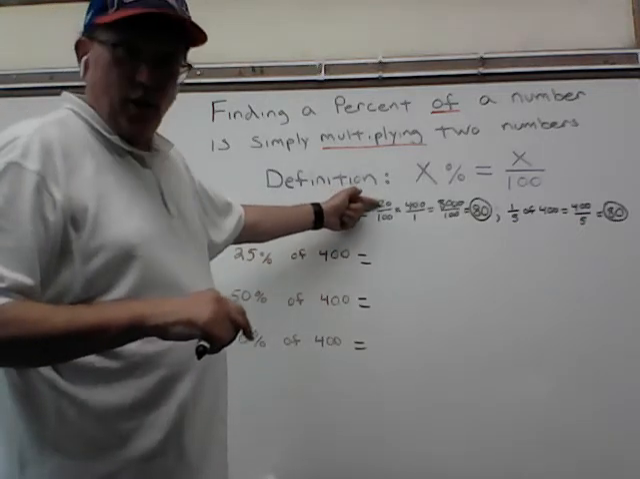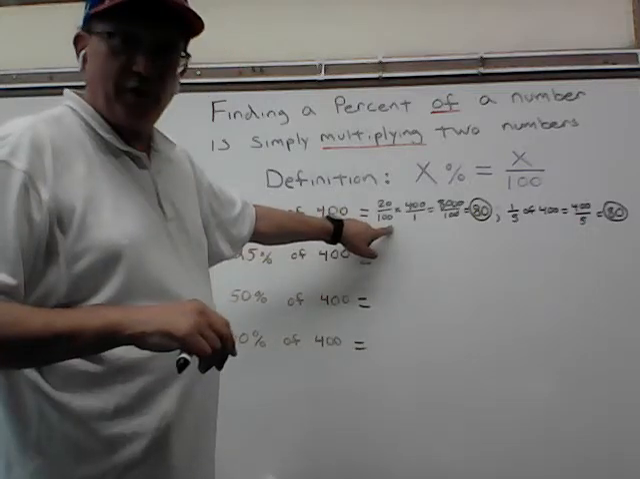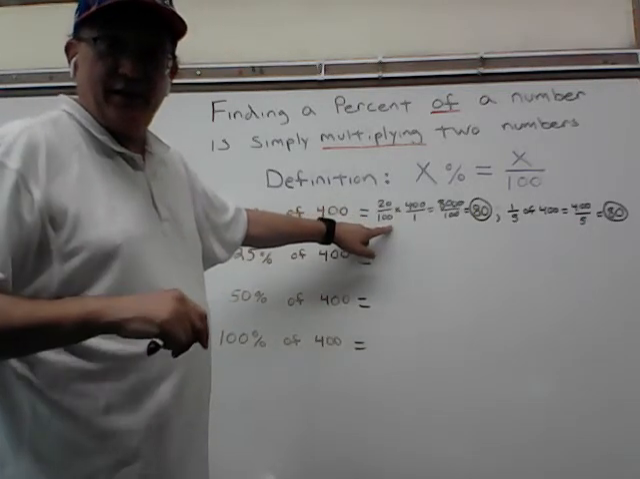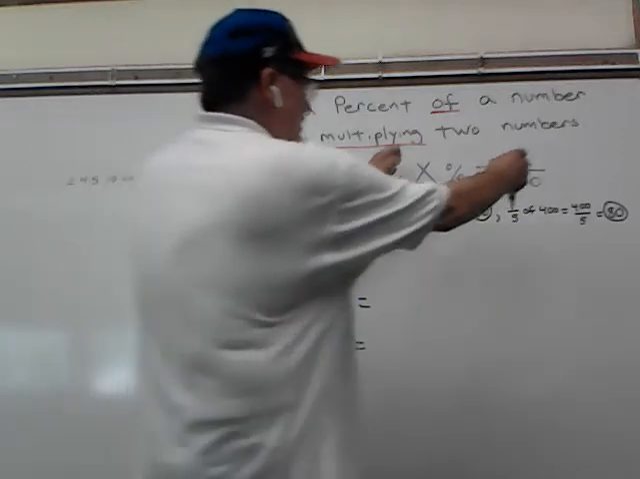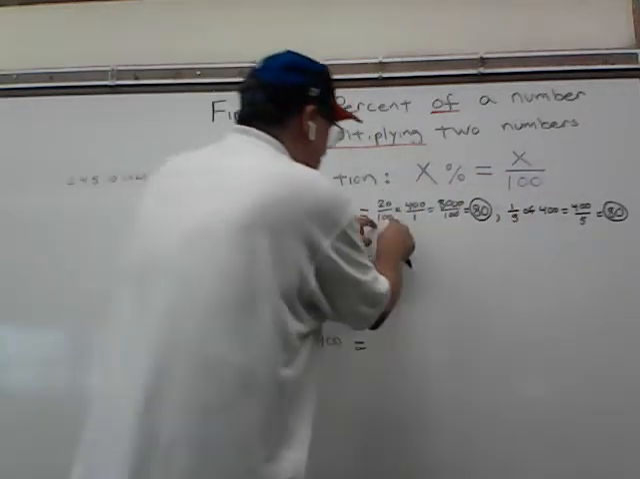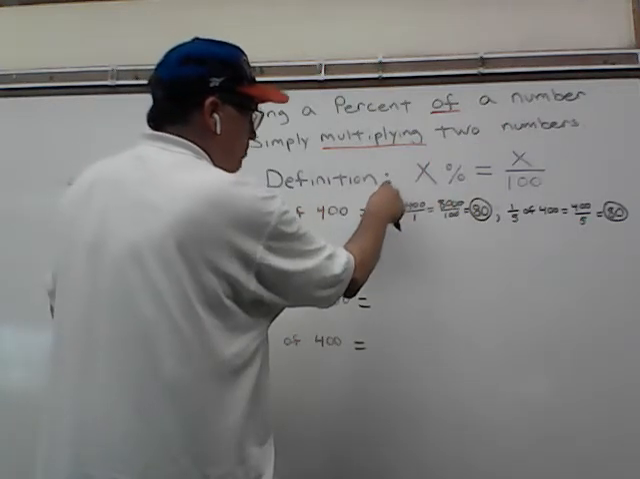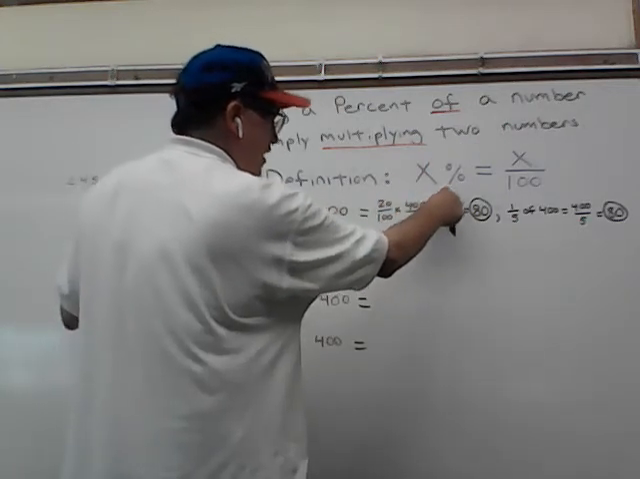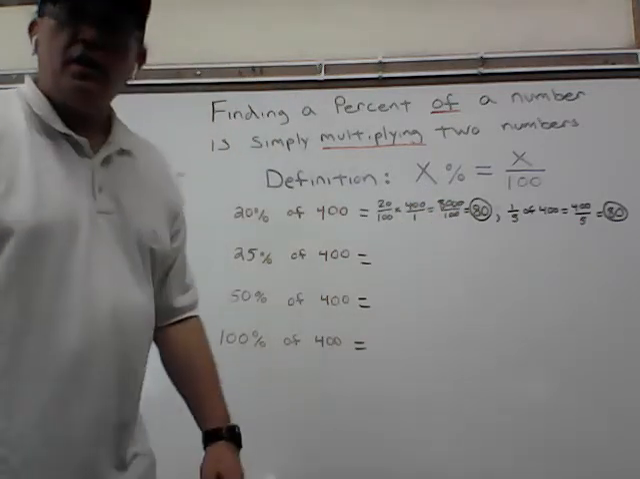Let's do it the long way, using 20 over 100 for 20%, not simplifying the 20%, just writing it as 20 over 100, which is what the definition says. 20% is 20 over 100, times 400 over 1, multiplying across the top and bottom. 20 times 400 is 8,000. 100 here, 8,000 divided by 100 is 80.